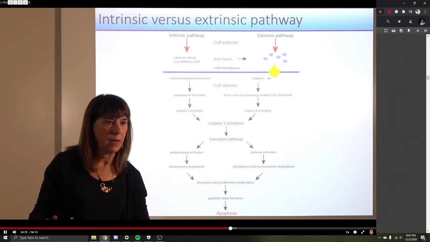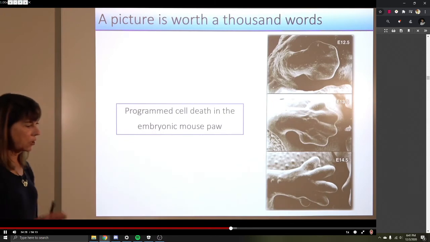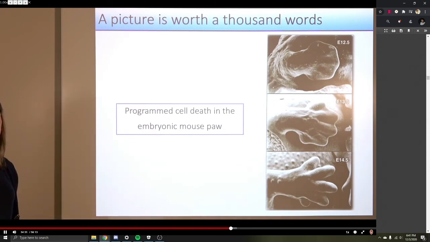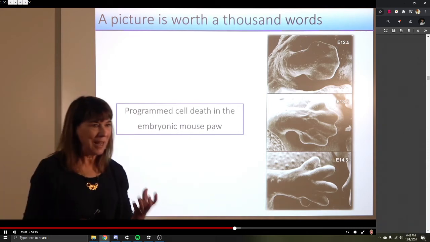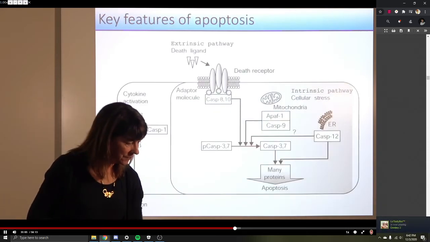Now, if you don't believe in apoptosis or programmed cell death, a picture is worth 1,000 words. To me, this is absolutely remarkable. Embryonic development. This is programmed cell death in an embryonic mouse paw. This is day 12.5, day 13.5, day 14.5. Look at the restructuring that's going on. Next spring, when you see tadpoles, think about what's going to happen. In fact, I used to have some frogs, and I would bring them to class when they were just tadpoles, and people would come look at them. It's just stunning to see this happen.